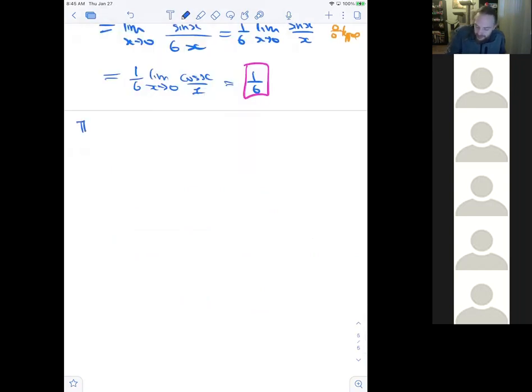So, theorem. This will be infinity over infinity type.